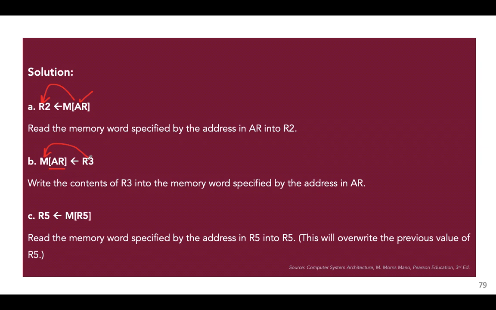Finally, read the memory word specified by the address in R5. Now the address is not present in an address register but rather in another general register R5. So read the word specified by the address present in R5 and transfer that into R5. So naturally R5 first contained the address. Now it will contain the actual value present in that address location. So the contents of R5 will be overwritten.